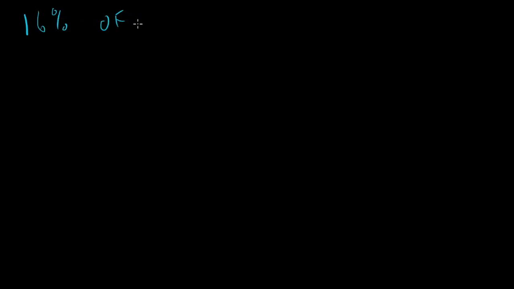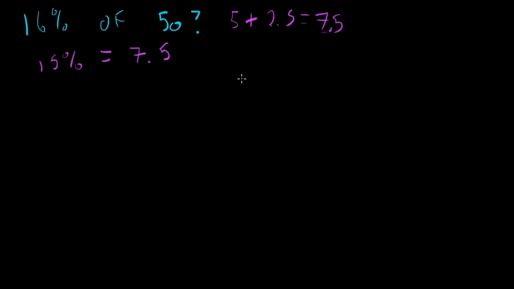of 50. All right. Now the reason we're using 50 is because I basically want to build off what we just did, right? So we knew that 15% was 7.5, right? Now we did that by finding 10%, which was 5, okay? And then we did 5%, which was 2.5. So that was 7.5, okay? So that's how we got 15%.